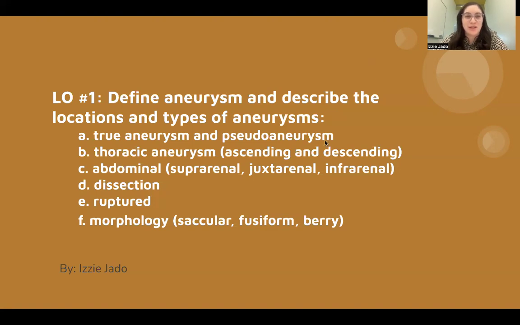But for my learning objective number one, it's to define aneurysm and describe the locations and types of aneurysms. So I'm going to talk about these various types listed below right here.